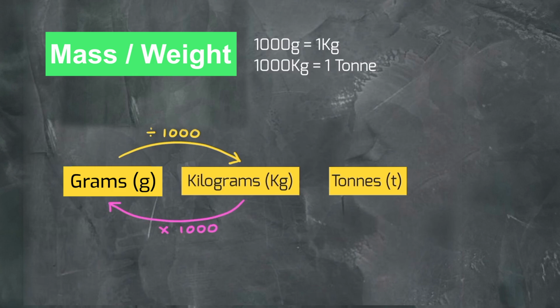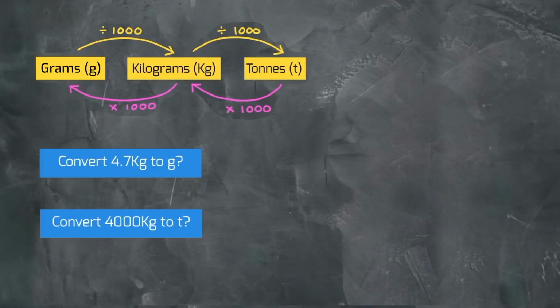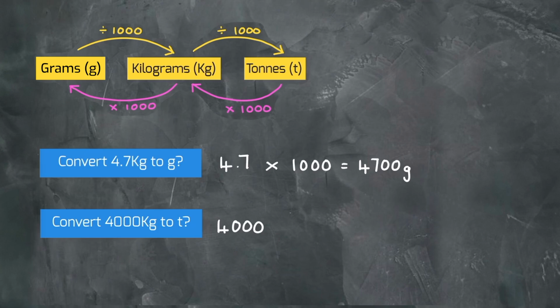Likewise, if we are converting kilograms to tonnes, we would divide by 1,000 again because there are 1,000 kilograms in 1 tonne, and to convert tonnes to kilograms, we would multiply by 1,000. So if I were asked to convert 4.7 kilograms to grams, I would take my 4.7 times that by 1,000, and that would give me 4,700 grams. If I were asked to convert 4,000 kilograms to tonnes, I would take my 4,000, divide it by 1,000, which would give me 4 tonnes.